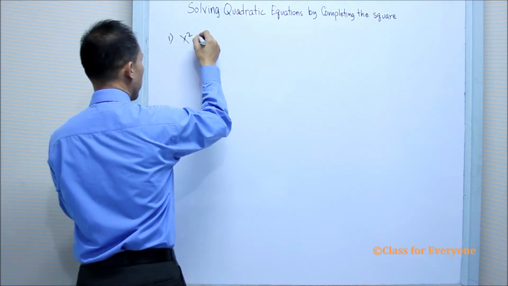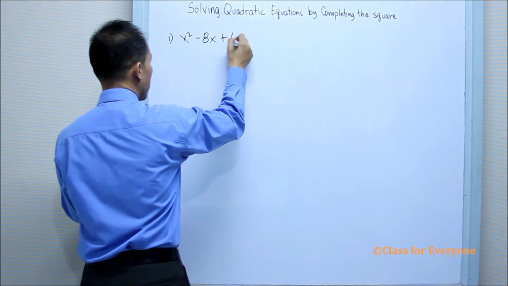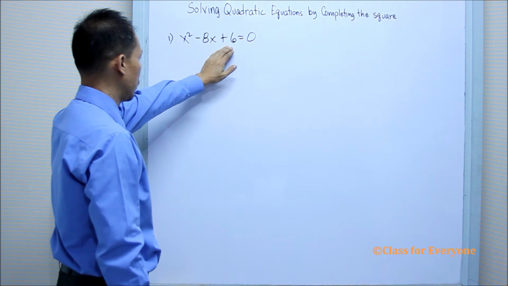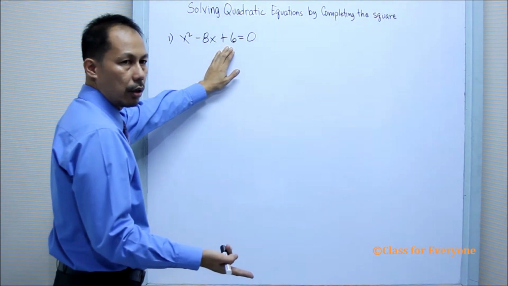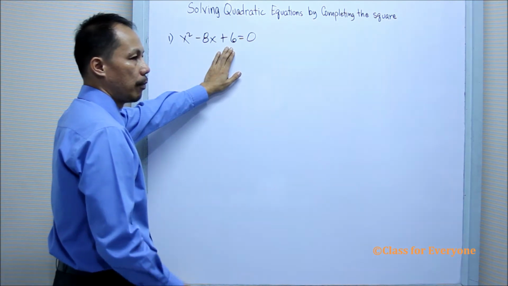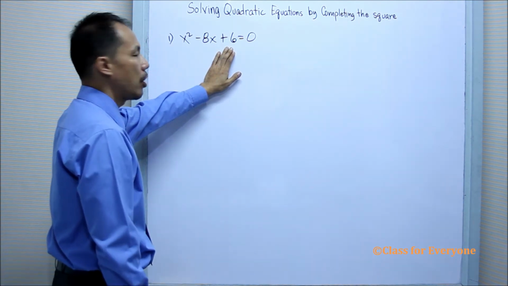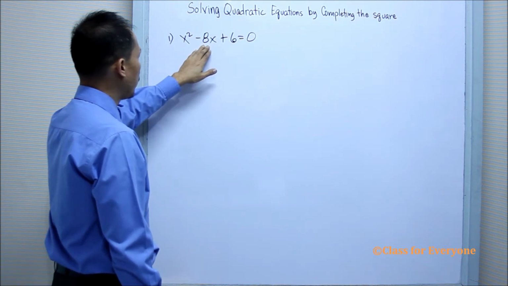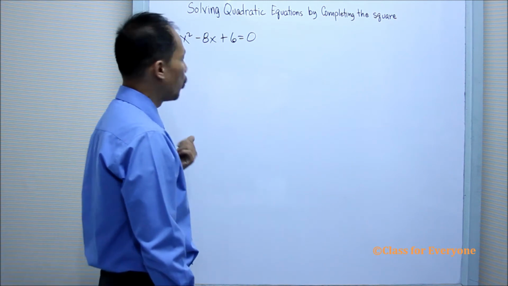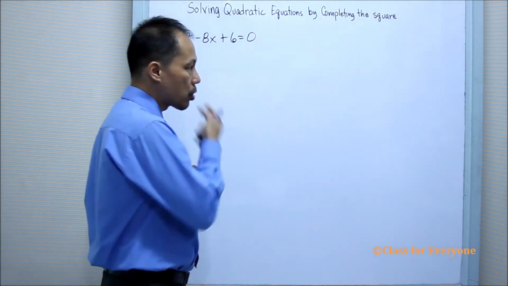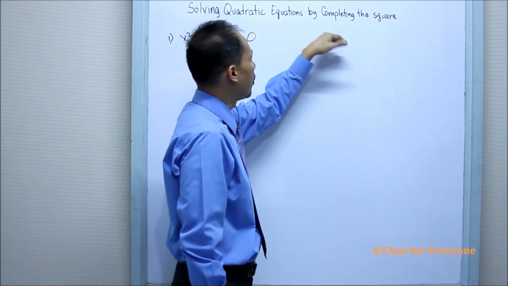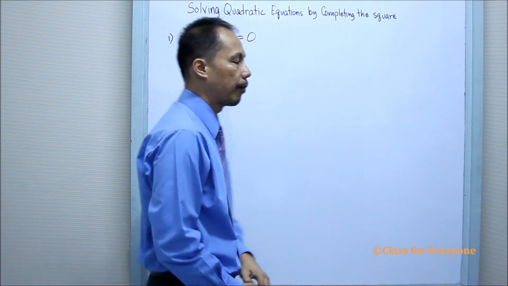We have x squared minus 8x plus 6 equals 0. The factors of 6 are 2 and 3, and 2 plus 3 is 5. Or 1 and 6, and 1 plus 6 is 7. We cannot come up with factors which have a sum of 8. So we cannot use factoring and extracting the roots. But we can still solve this quadratic equation using the method of completing the square.